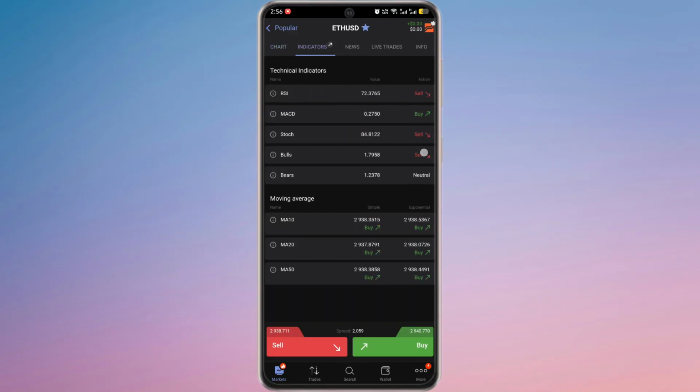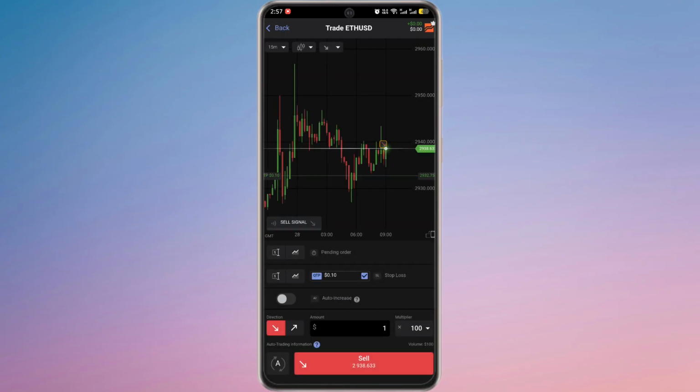Once you are ready, tap Buy if you expect the price to rise or Sell if you anticipate it will fall. Enter the trade amount and, if necessary, set stop loss or take profit levels to manage risks.